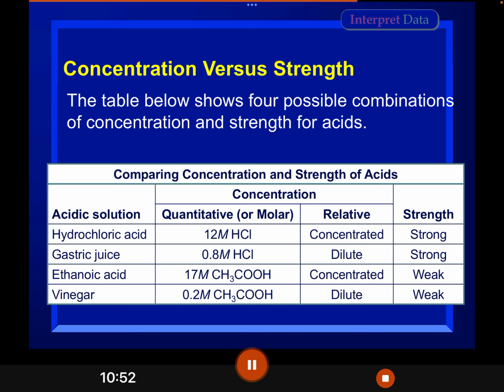Okay, there's just some more. There's strong, strong. And we've got concentrated, dilute, concentrated, dilute. So you can have any combination.